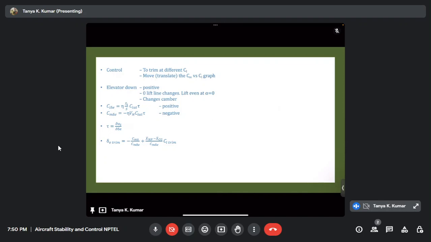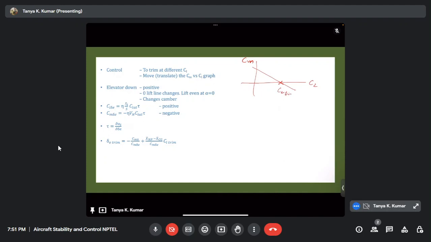Why do we need control surfaces? It's given there to trim at different CLs, correct? So if your CM versus CL is something like this, this is your CL trim, correct? When the pitching moment becomes 0, that is your CL trim. So this was your CL trim.